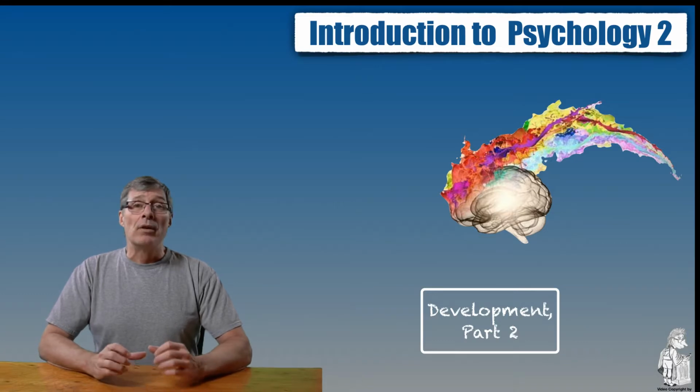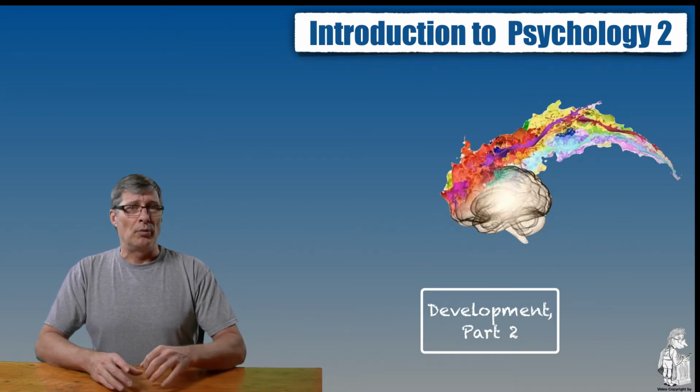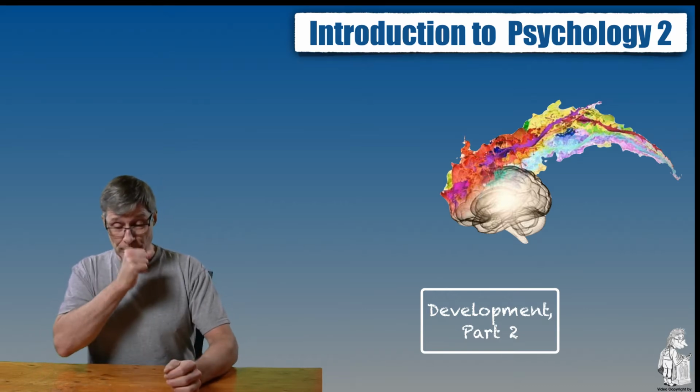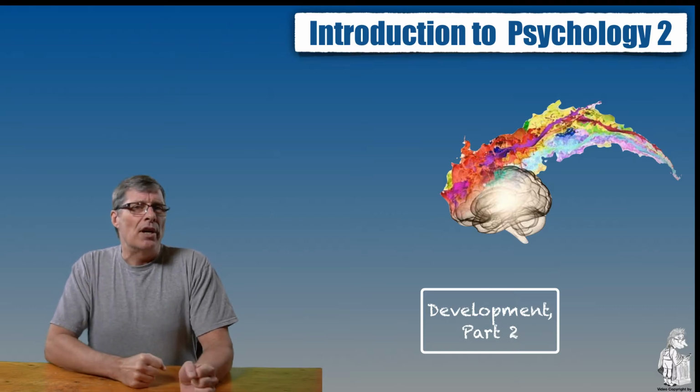Hi, and now we're going to do part 2 of development. If you remember, in part 1 we looked at heredity, prenatal development, and physical development and learning. In part 2, we're going to cover the cognitive stages of development, socialization, and social relationships, with a special issue and concerns regarding late adulthood. All right, so we're going to begin with Piaget.